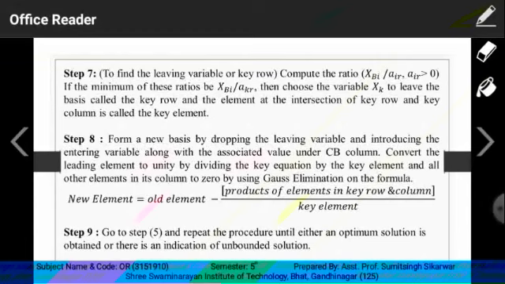In our next step, we'll form a new element by using the formula: new element is equal to old element minus the product of elements of key row and key column divided by the key element. And in our final step, we'll go to step 5 and repeat the procedure until we obtain an optimum solution, or there is any indication of an unbounded solution.